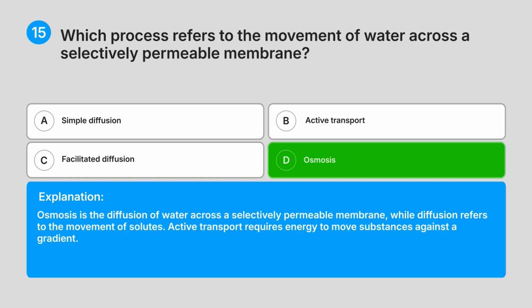Osmosis is the diffusion of water across a selectively permeable membrane, while diffusion refers to the movement of solutes. Active transport requires energy to move substances against a gradient.